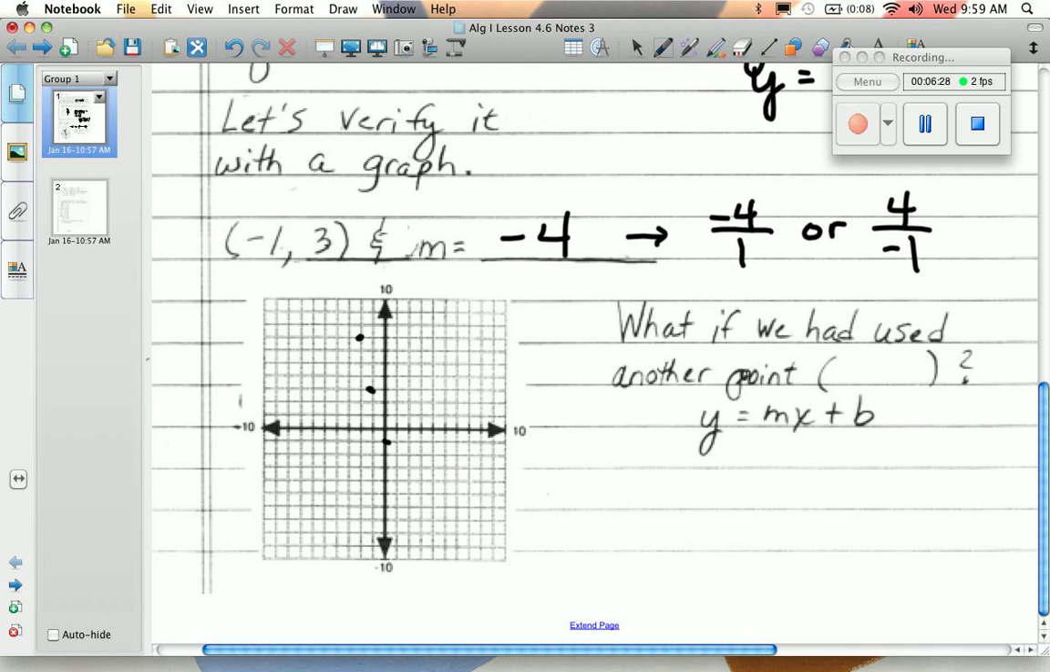So we just verified that the algebraic process we used gets us the same y-intercept we would get if we actually graphed it. Remember, they're all related. The equation is related to the line. All those points that are on the line are in the table.